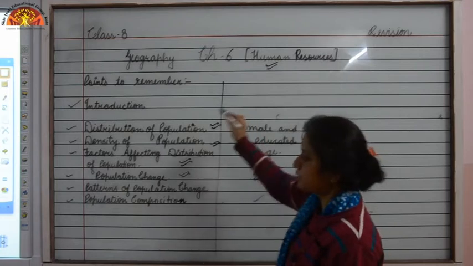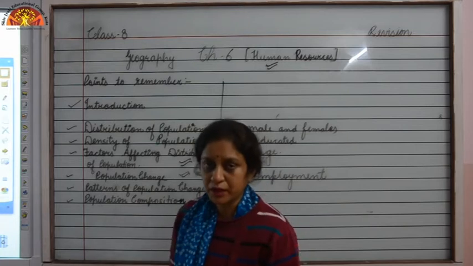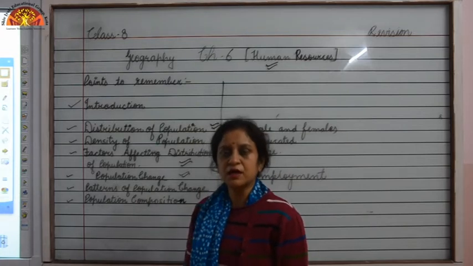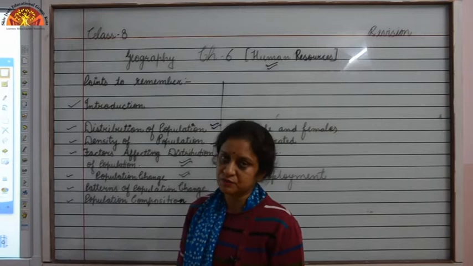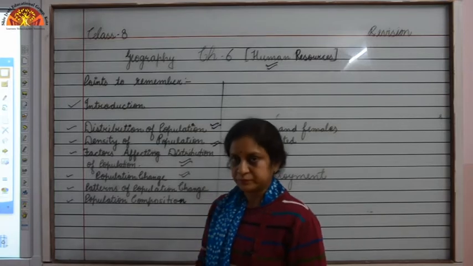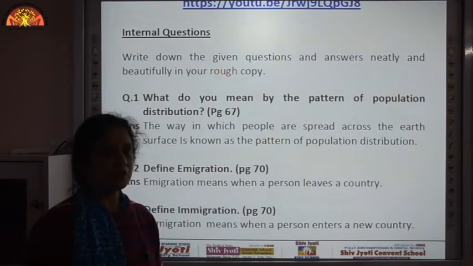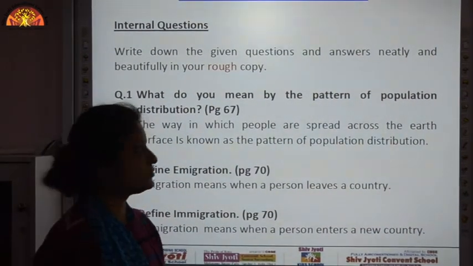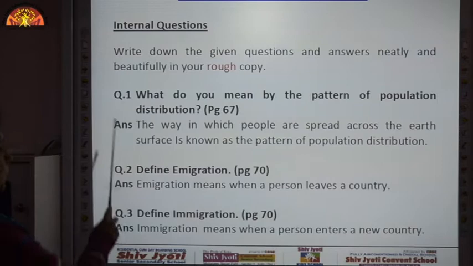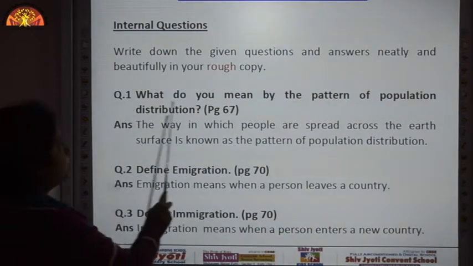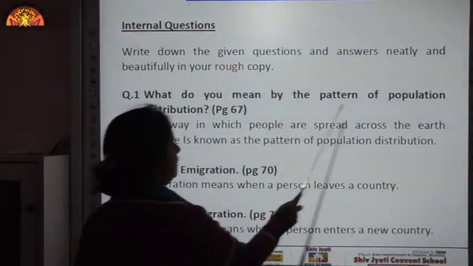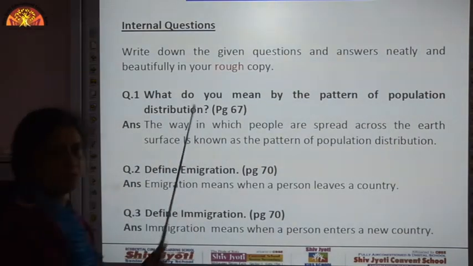Okay. So the points to remember are covered here. Now we will discuss the internal and the copy questions of this chapter. So students, let's start with the internal questions of Geography chapter 6, that is human resources. Question number 1. What do you mean by the pattern of population distribution?